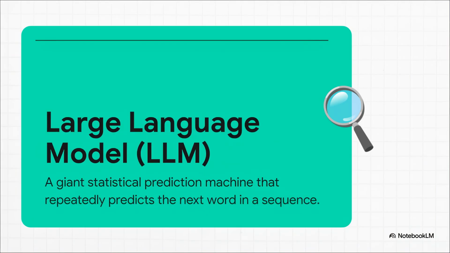So, what's the big deal? What makes a language model large? Well, it really boils down to 3 things. 1, massive scale. 2, an enormous amount of training data. And 3, a really revolutionary architecture called the transformer. These models aren't just guessing the next word anymore. They're doing it with a genuinely staggering understanding of context.